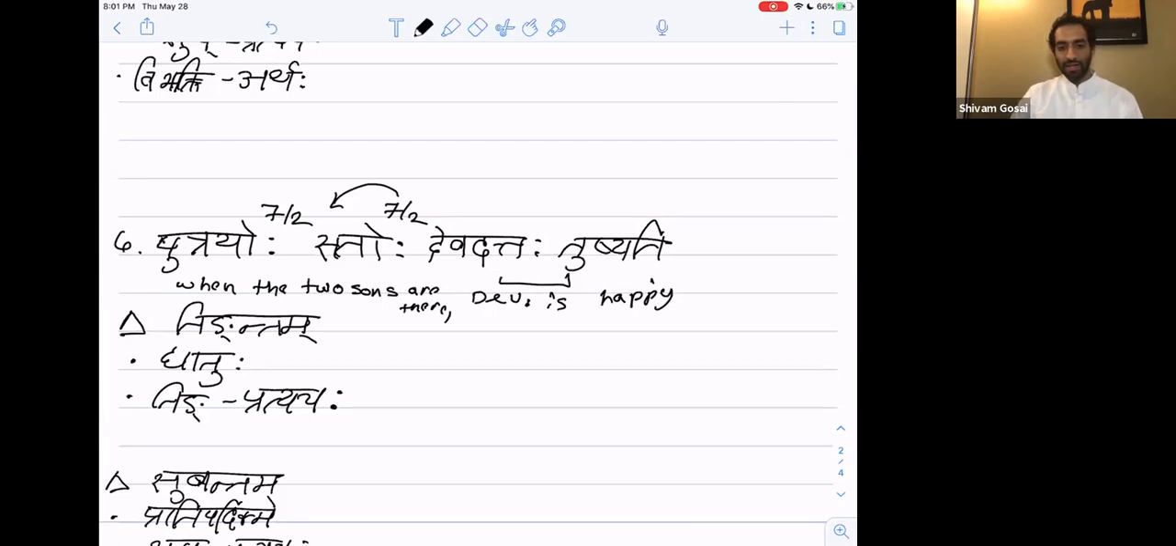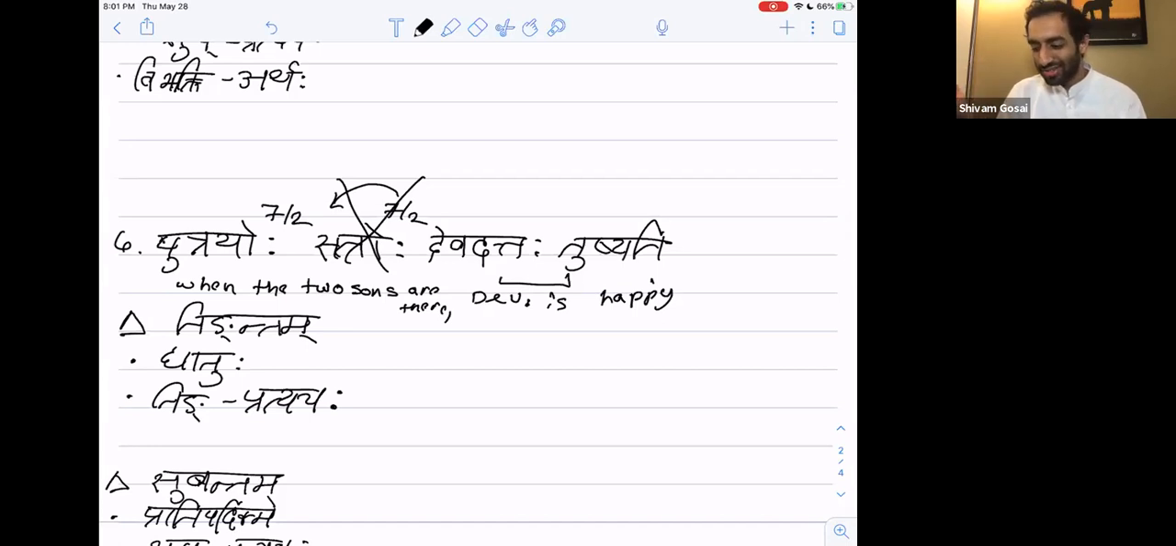Is the vakyam correct without satoho also? There's the question. Yes, it is correct also. So let's say I removed this satoho. I can still have the same sentence as is. Putra yoho devadattaha tushyati. Now, that works perfectly. We can still translate it the same way. When the two sons are there, Devadatta is happy. But now it's a little bit more ambiguous without the satoho.